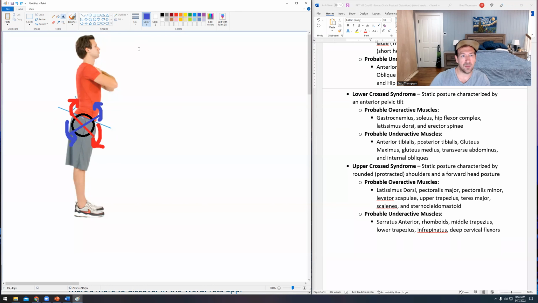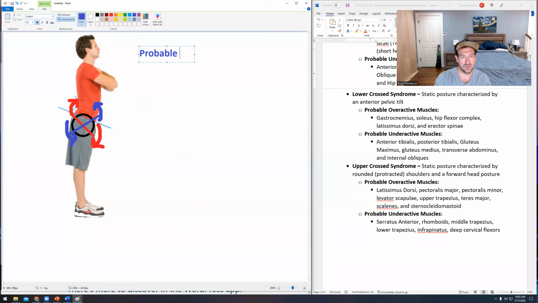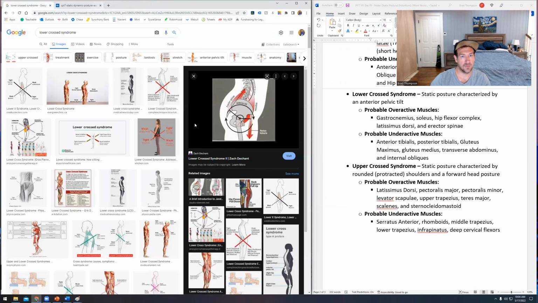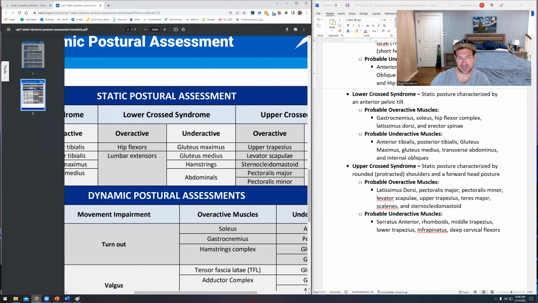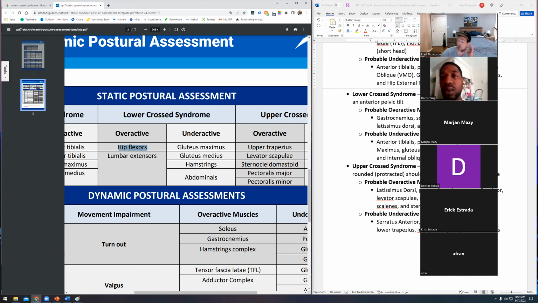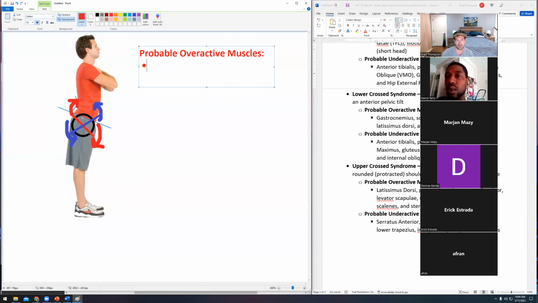So our probable overactive muscles are gonna be a lot of hip muscles here, right? We are gonna see this listed as the hip flexor complex. So lower cross syndrome just says hip flexors, which is good, but it's not very descriptive because your hip flexors is a pretty big complex of muscles. So I'm gonna write hip flexor complex.